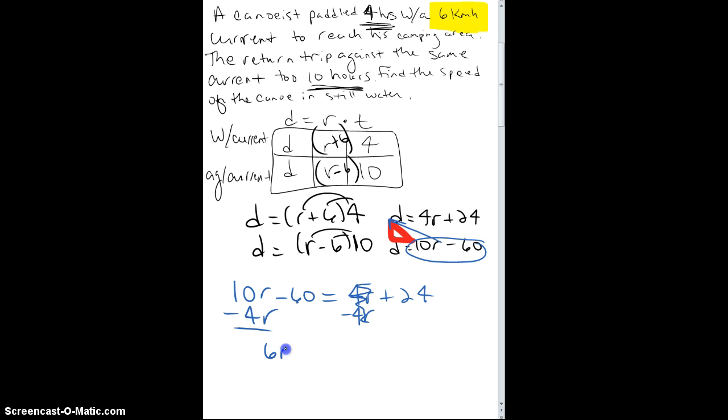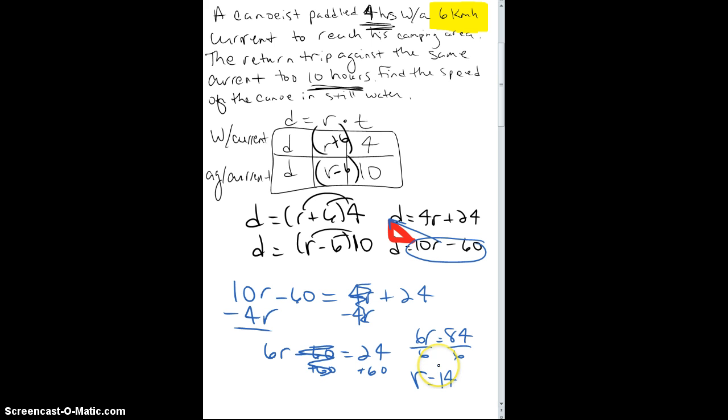And I get 6r minus 60 equals 24. Add 60 to both sides. And I get 6r equals 84. Divided by 6, r goes in there 14 times. So I get 14 for r.